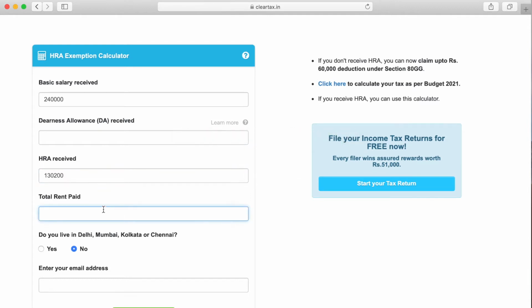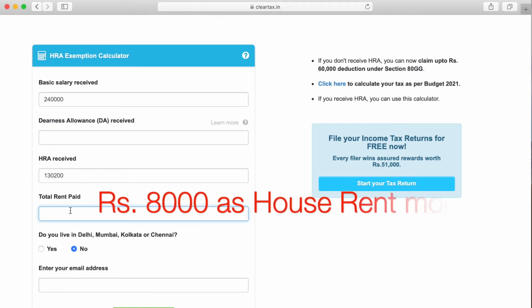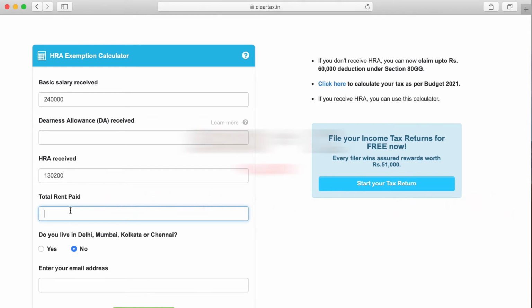After that, we need to enter the total rent paid yearly. Consider a person is paying 8,000 per month as rent. So total per year it comes around 96,000. So we enter 96,000 in the total rent paid.